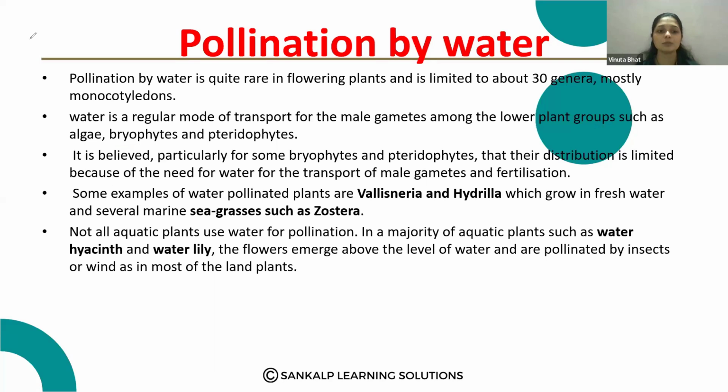And here some examples of water pollinated plants are Vallisneria, very important, and Hydrilla, which grow in fresh water, and several marine seagrasses such as Zostera. Okay, so the example for marine seagrass is Zostera, and Vallisneria and Hydrilla are the freshwater plants which are pollinated through the water.